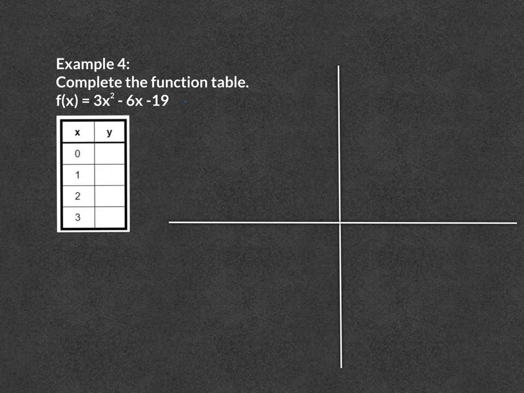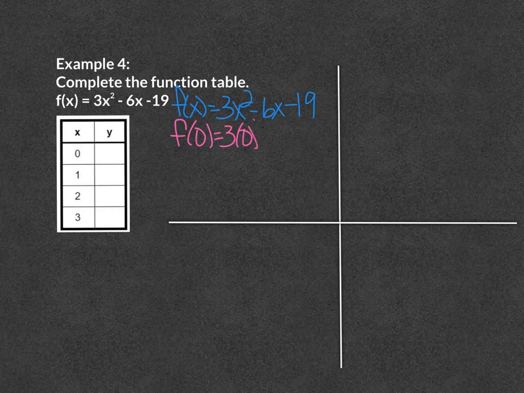So I have f of x equals 3x squared minus 6x minus 19. I'm going to plug in 0 wherever there's an x. So I have f of 0 equals 3 times 0 squared minus 6 times 0 minus 19.